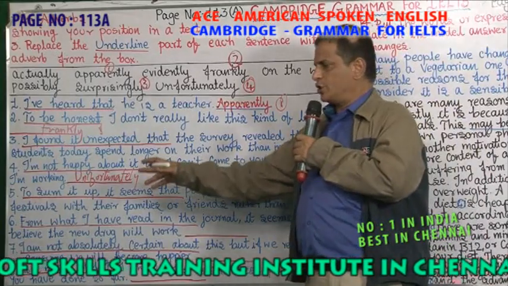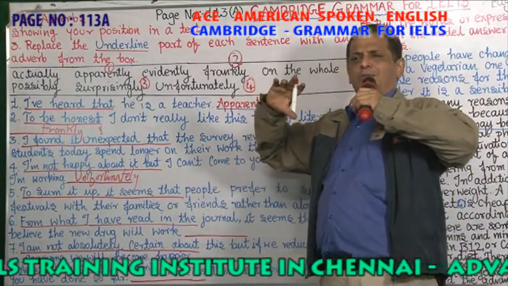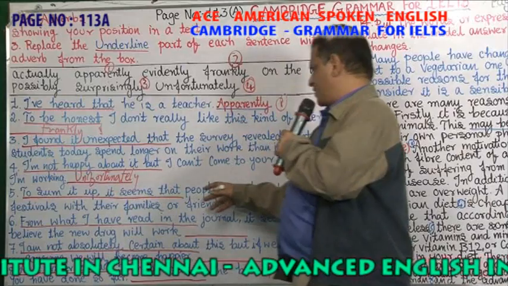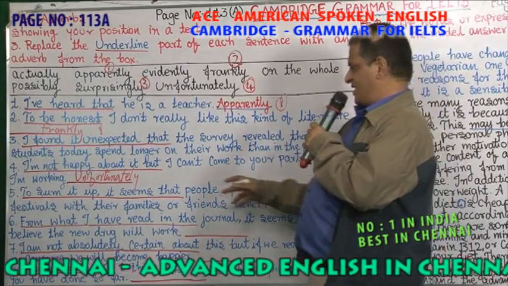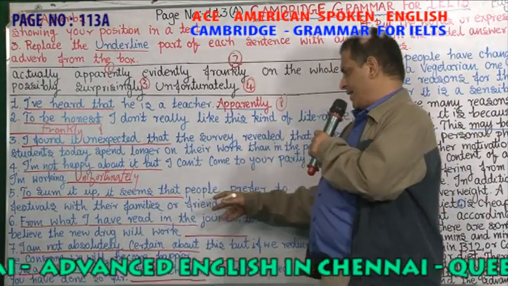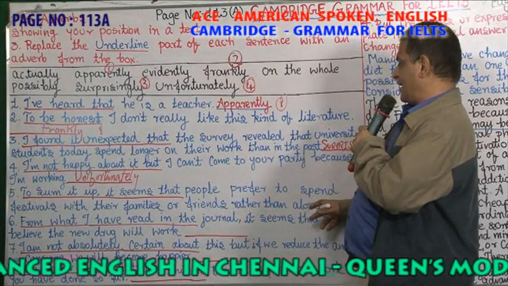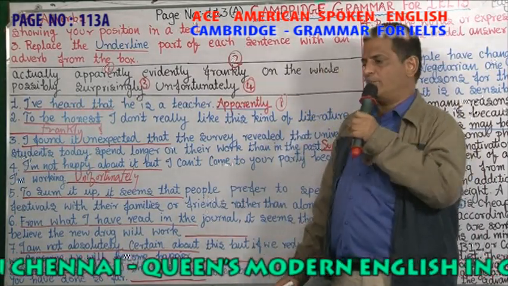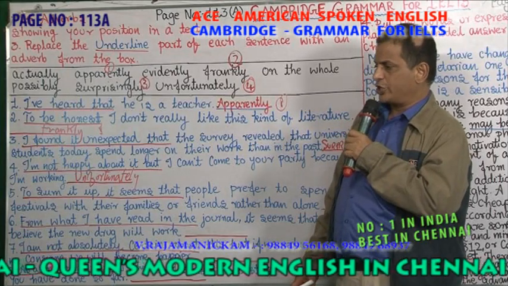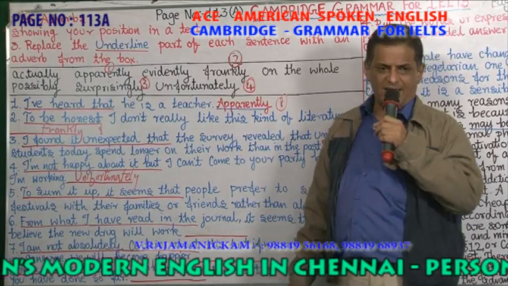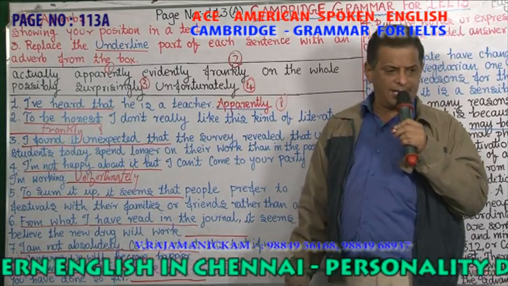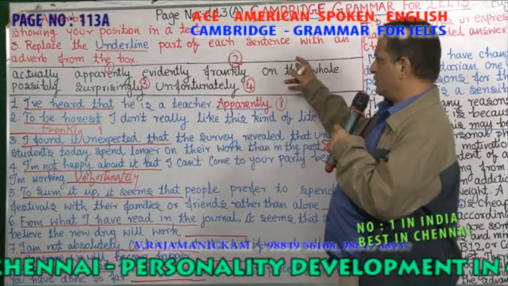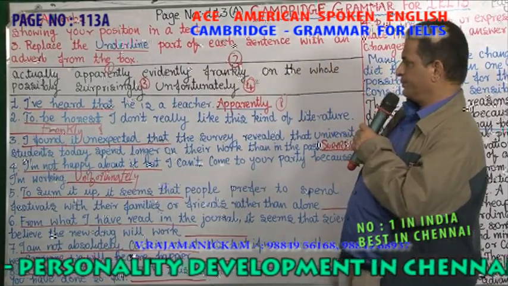To sum up means what? To come to a conclusion, right? To sum it up, it seems that people prefer to spend festivals with their families or friends rather than alone. So during the times of festivals, maybe Diwali or Pongal, people try to spend their time with their friends or with their relatives. So to sum it up, what is the adverb you can use?